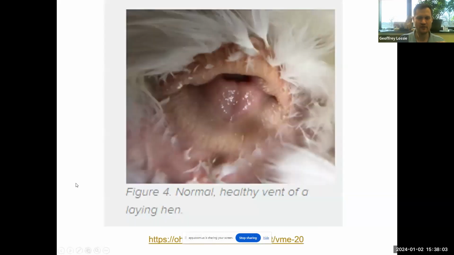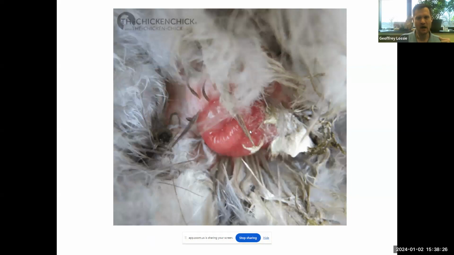Showing here a nice, normal, healthy vent of a laying hen. You can see nice, glistening pink mucosa. The skin right around that vent is nice and healthy. There are no cuts, no signs of pecking or any bleeding that would indicate something like cannibalism. This, however, is a little bit of a cloacal prolapse. You can see this fleshy, slightly congested pink tissue here.